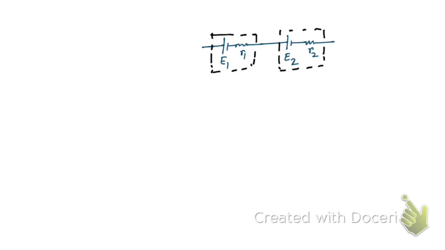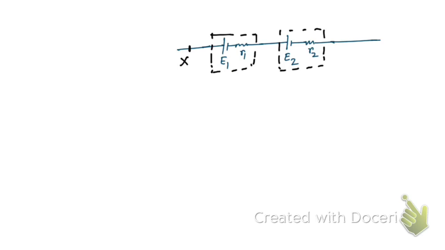Now you see, suppose we have two cells, not identical, let me take different cells. This is one cell, and its EMF is E1 and internal resistance is R1. There is another cell connected in series. Its EMF is E2 and internal resistance is R2. So we have taken two cells in series. This is one cell and this is another cell. Hope you are getting my point.